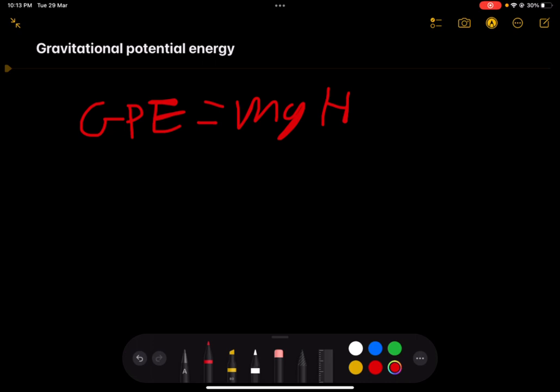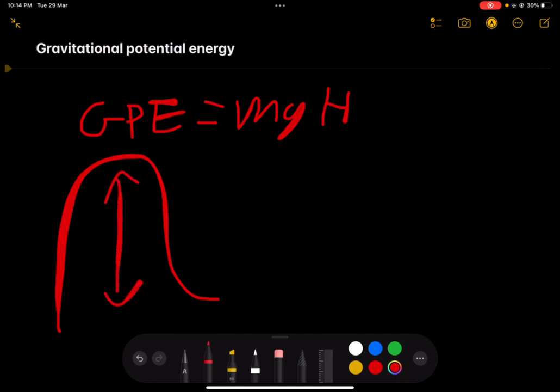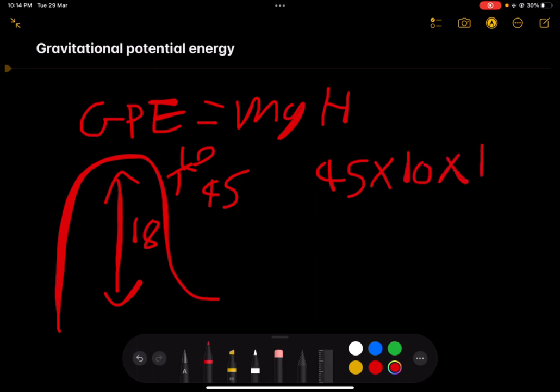Let's take an example. If you have a hill and the height of the hill is 18, and you have a guy falling down, and he has a mass of 45. You need to find the gravitational potential energy. And as we know, gravity is 9.81, or 10 if you want to round it. In the end, you have the same answer. So let's put 45 times 10 times 18. Using a calculator, it will be equal to 8,100. So this is how to solve gravitational potential energy.